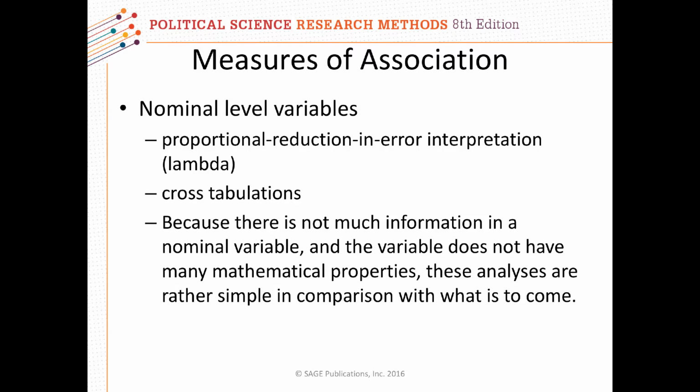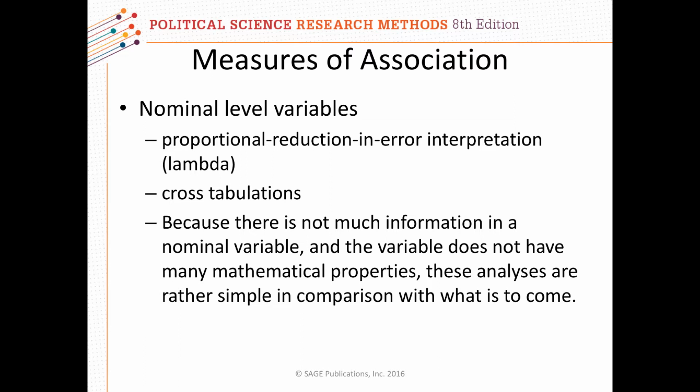All right, moving on. So let's focus on nominal level variables. If you have a nominal dependent and independent variable, then you might be able to use what's called a proportional reduction in error interpretation, otherwise known as a lambda statistic. I will tell you that I am a political scientist. I am a professional. I have never in my life run across a scenario where lambda has been used. Not to say that it's not helpful.